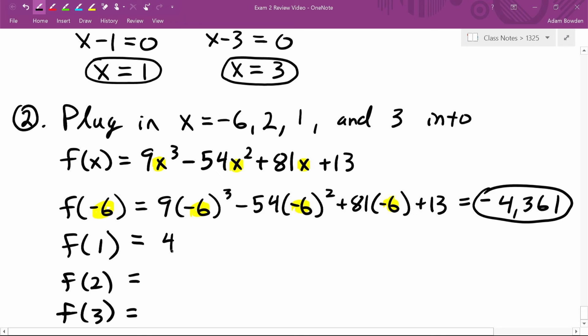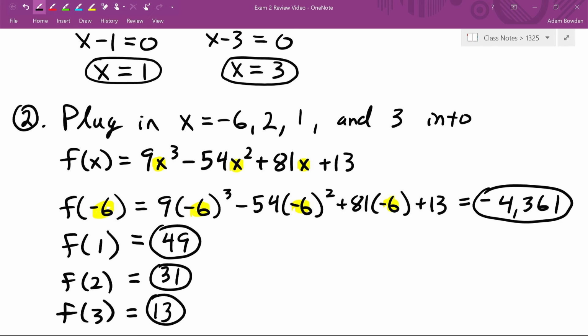When I plugged in 1, I got 49. When I plugged in 2, I got 31, and when I plugged in 3, I got 13. So the largest of all these numbers is the 49. That would be called the absolute maximum for our function.